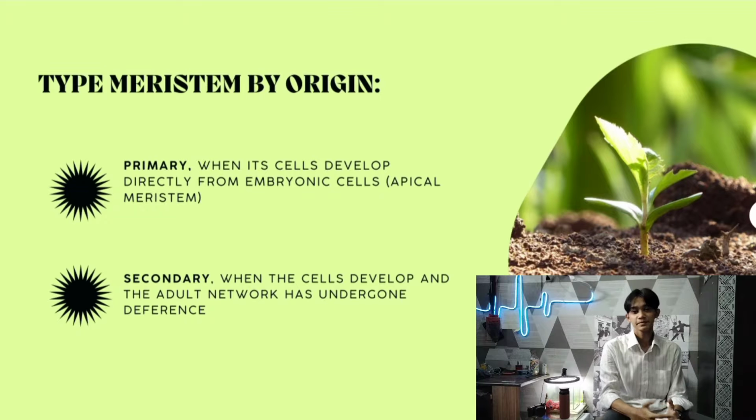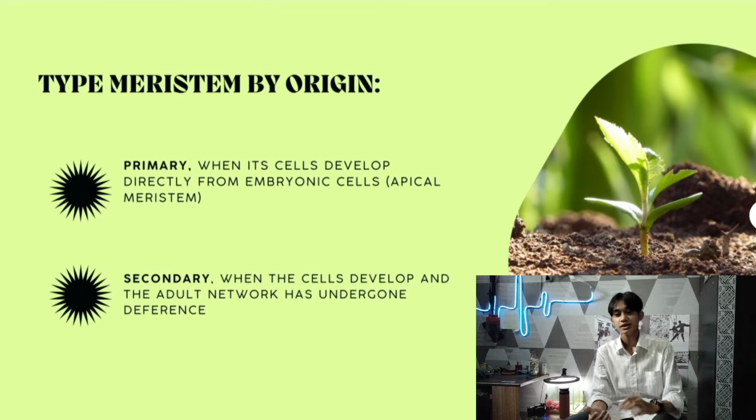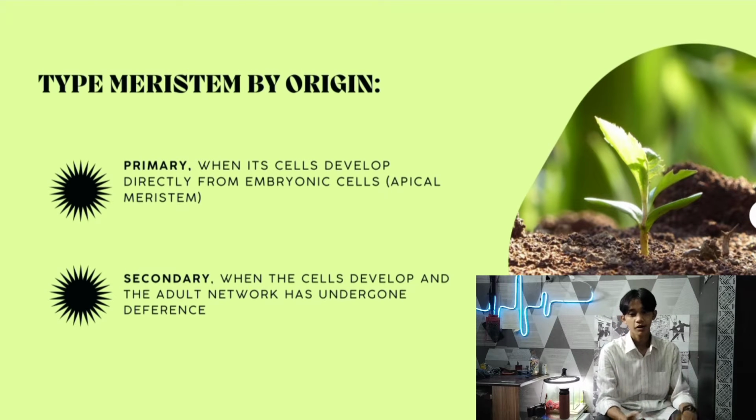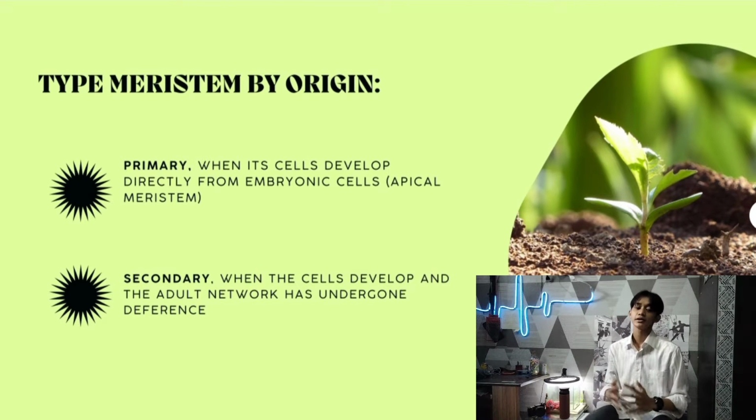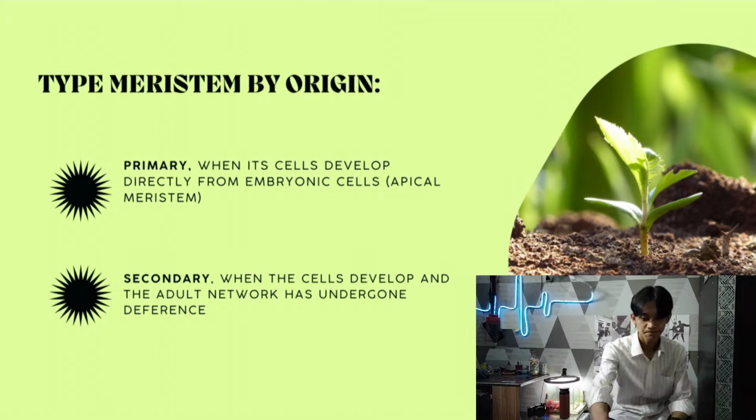Next, types of meristem by origin. Primary, when its cells develop directly from embryonic cells or apical meristem. Secondary, when the cells develop from adult tissue that has undergone differentiation.